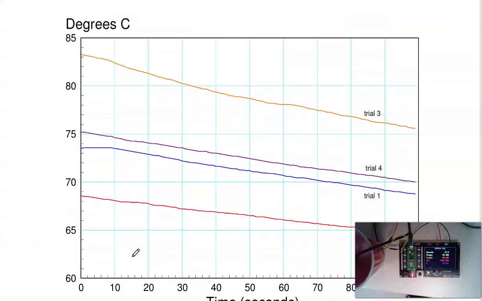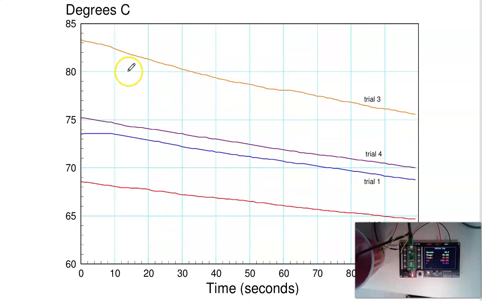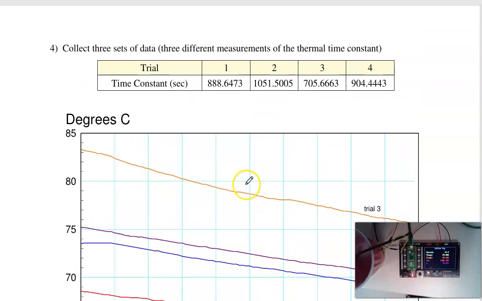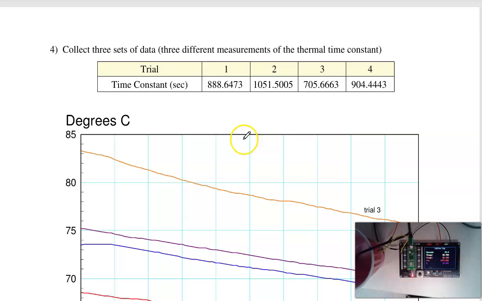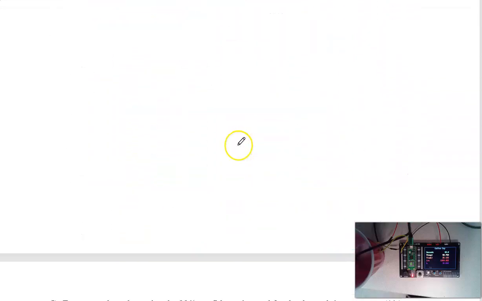Now running it, I actually ran it 4 different times. Here's the data. Looks reasonably good. Kind of see decaying exponentials for each one. At the end of each data run, I've got my 4 time constants. Not real consistent. I can start doing some statistical analysis.